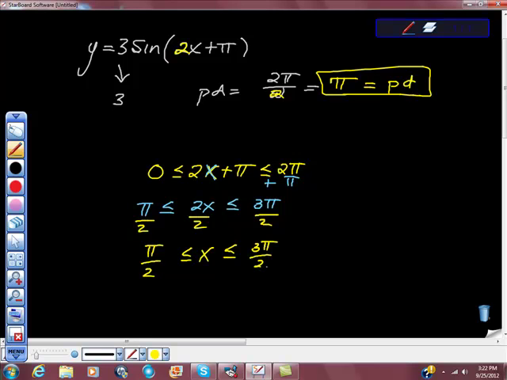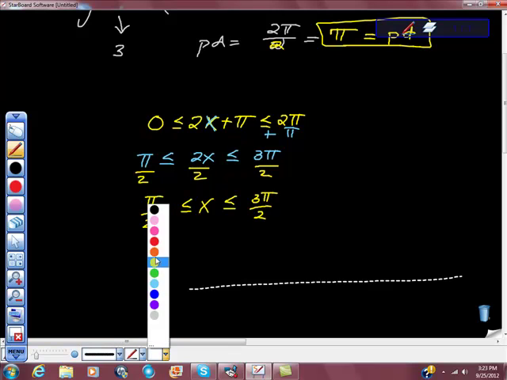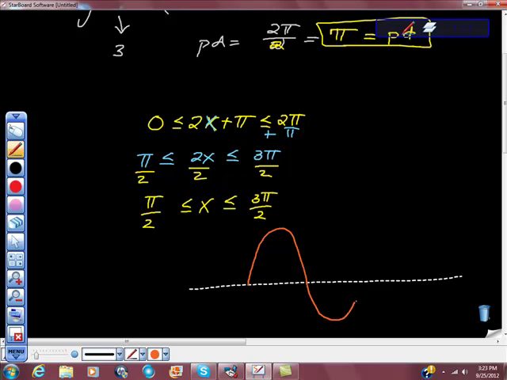So what that tells us is that exactly one period of this curve occurs between pi halves and 3 pi halves. So we're getting one of the intervals. If we graph this thing out, it's going to look like this. I'm going to graph this sine curve. It's going to go like this. I'm just going to look at one period of it right here, one cycle here.